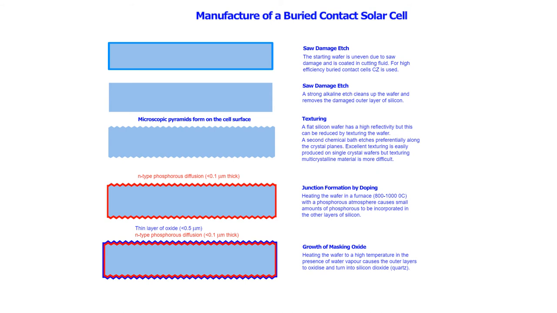In the next step, junction formation by doping is done. In this process, the wafer is heated in a furnace at a temperature of 800 to 1000 degrees Celsius in a phosphorus atmosphere, which causes small amounts of phosphorus to be incorporated in the outer layers of the silicon. This is followed by growth of masking oxide. The wafer is heated to a very high temperature in the presence of water vapor, which forms oxide on the outer layers and turns into silicon dioxide, which is also called quartz.